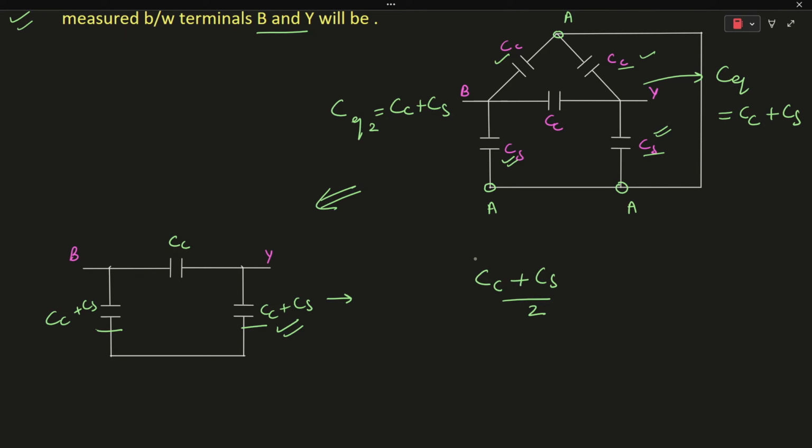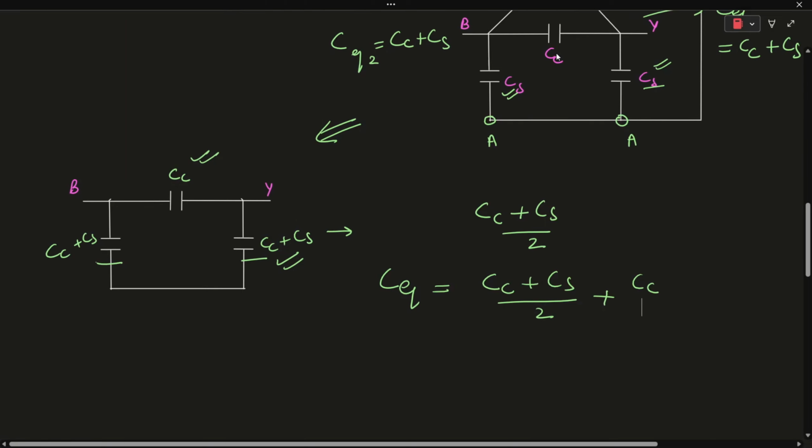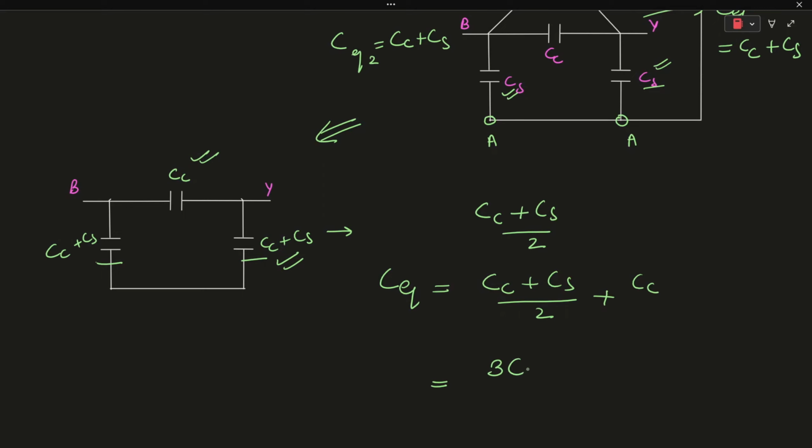Okay. And their combination is connected in parallel with the capacitor CC. It means that the equivalent capacitance of the above network will be equal to CC plus CS upon 2 plus CC, which is coming out to be 3CC plus CS upon 2. So I hope it is clear how we are solving this problem.